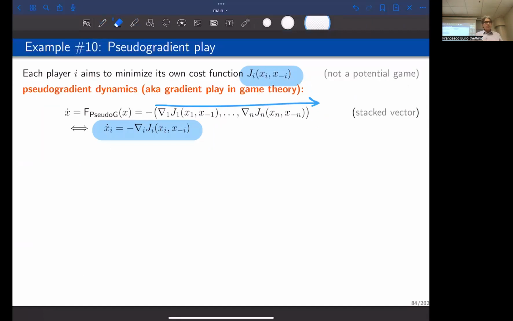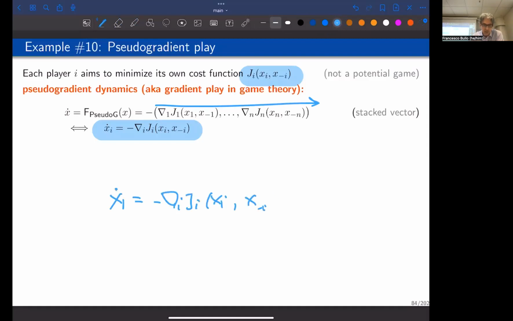Okay. Now look at the problem. It's extremely close to the standard version of the network contraction theorem, because you have n individual subsystems. And what are you going to assume about this x_i dot equal to minus the gradient of J_i of x_i comma x_minus_i? Well, I could assume Lipschitz of the gradient, or I can just assume convexity. So, strong convexity of J_i with respect to x_i.